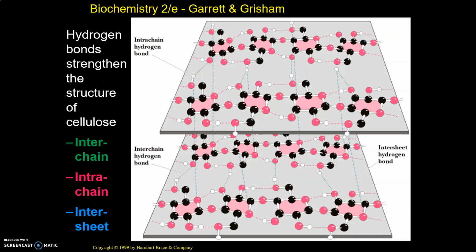With polysaccharides, now imagine that not only do you have a whole bunch of chains in the same plane as one another, hydrogen bonded to each other, now you have chains above them, and they can hydrogen bond with those. And you have chains below them, and they can hydrogen bond with those. Now you really get to see what's happening here. This is where you get all the structural strength from.